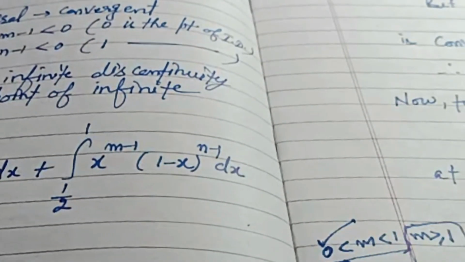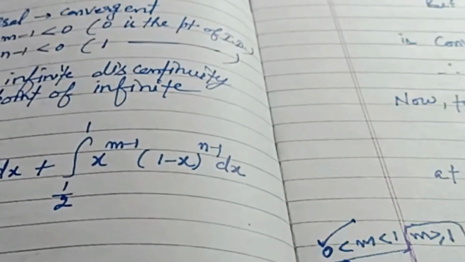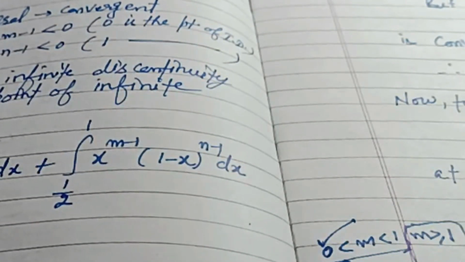So this is a very important result in UG mathematics. Either you are from non-medical or mathematics honors, or you are a BTech student. So in this way we can check the convergence of the beta functions.